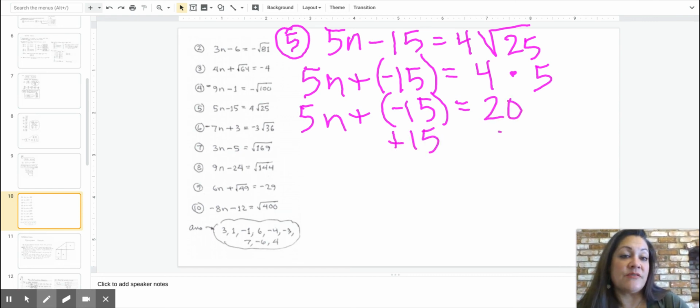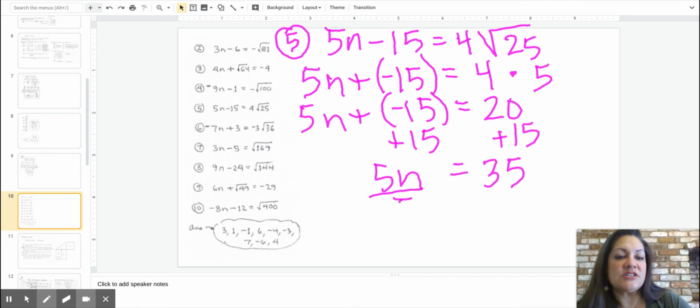Now I am solving for n. 5n equals 35. Divide each side by 5. Gives me n equals 7.